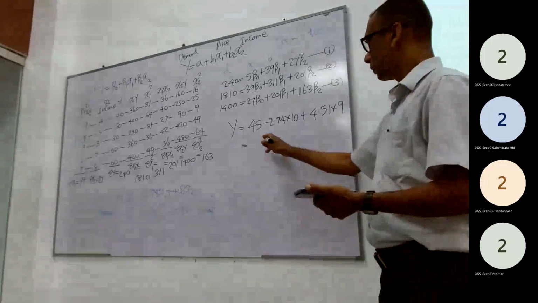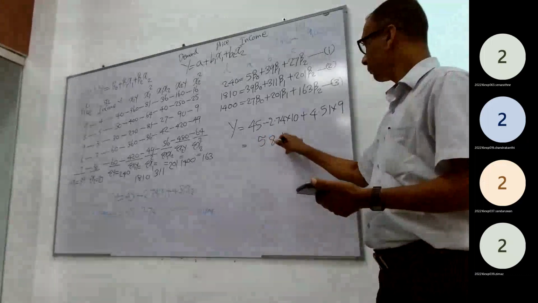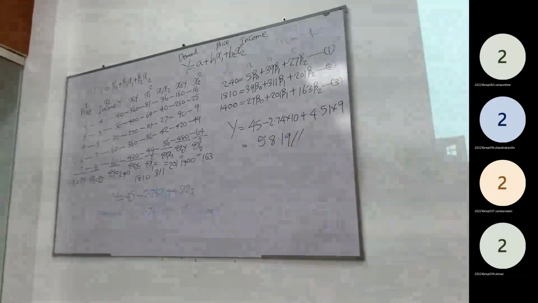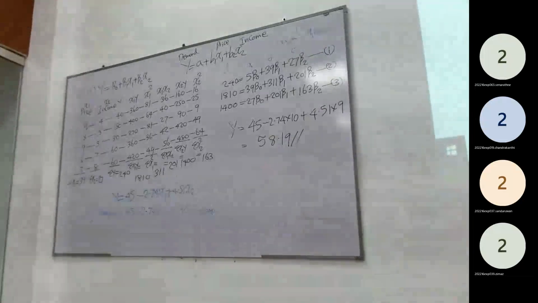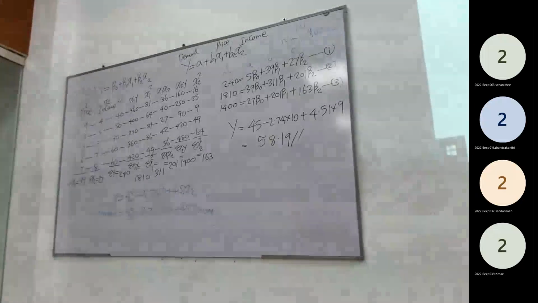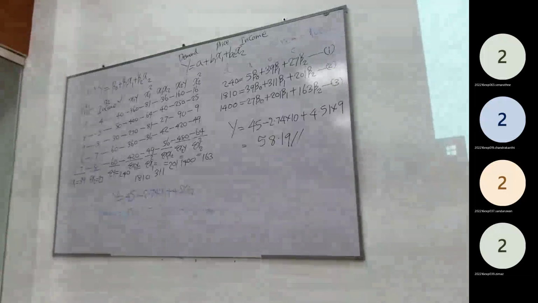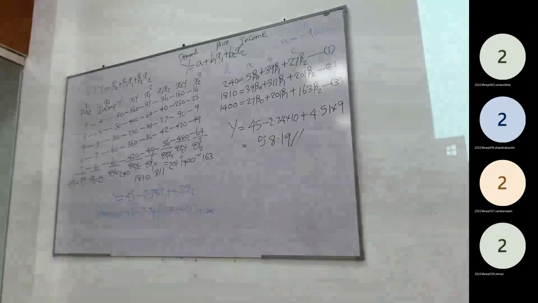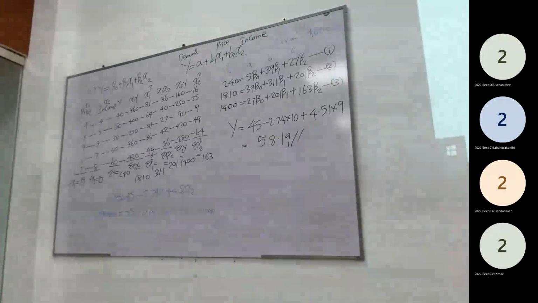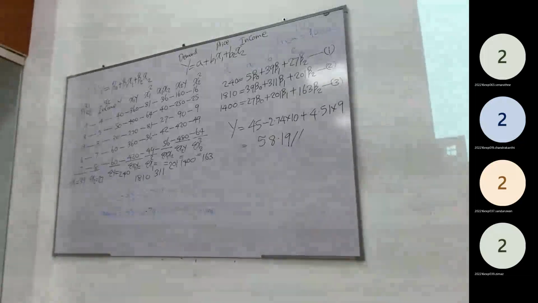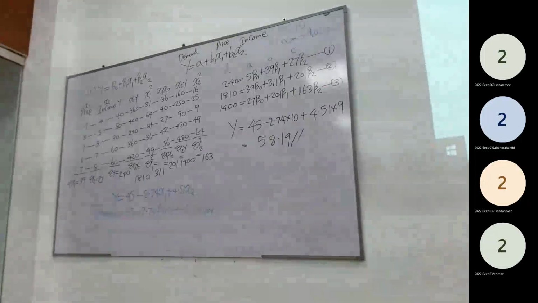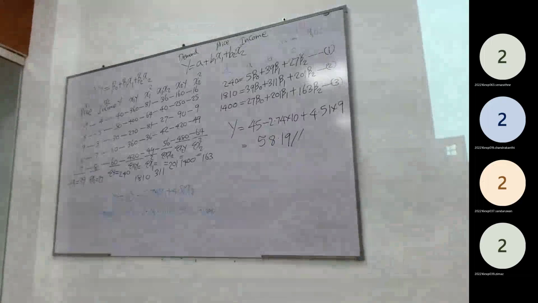$58.19. This is 58.19. That's the demand forecast. Now in this model, you can construct regression ANOVA, R-squared, adjusted R-squared, Durbin-Watson, multiple correlation. All this you can do. The model is there.